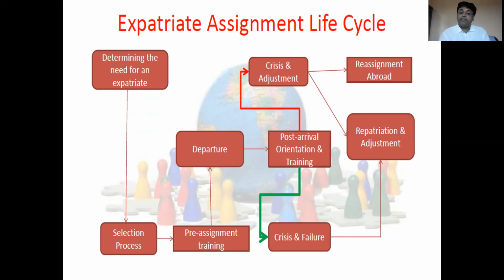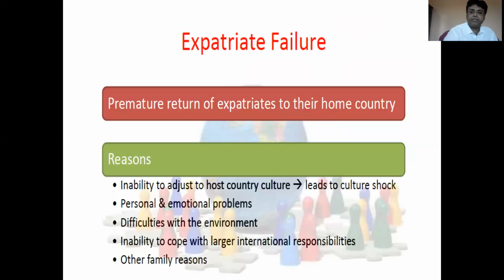Now, if there is a crisis and failure, he will be coming back. If there is a success, he can adjust. He will be reassigned abroad, and in both cases, they will be returning back. That is the repatriation. So that's the idea. So that is called the overall expat assignment cycle.